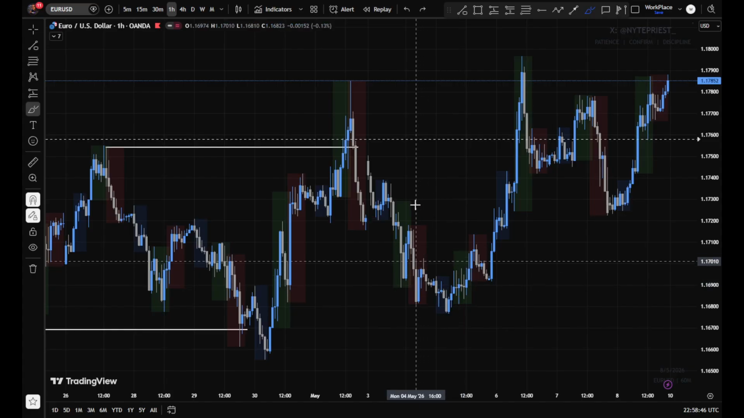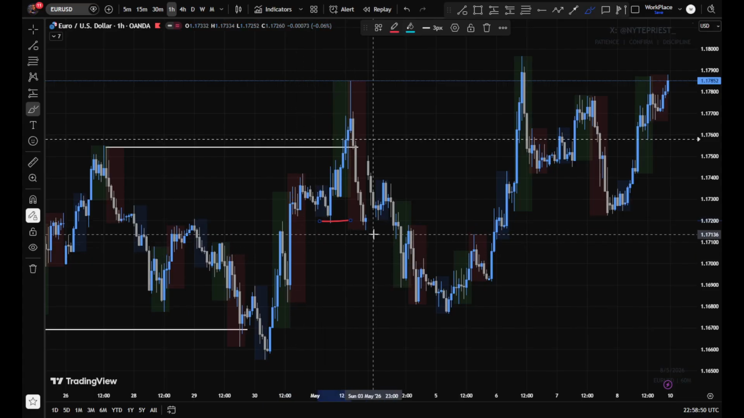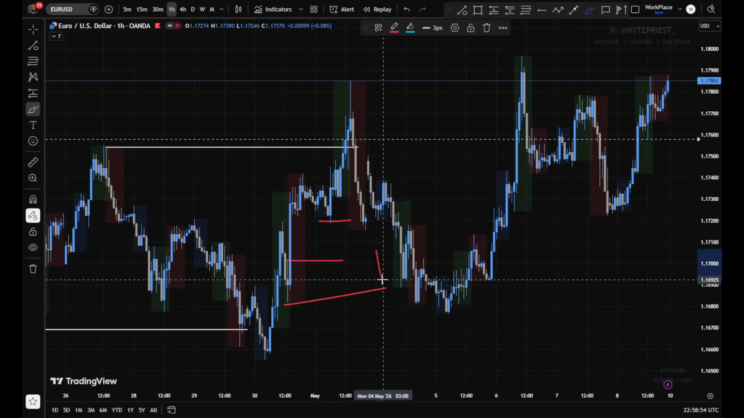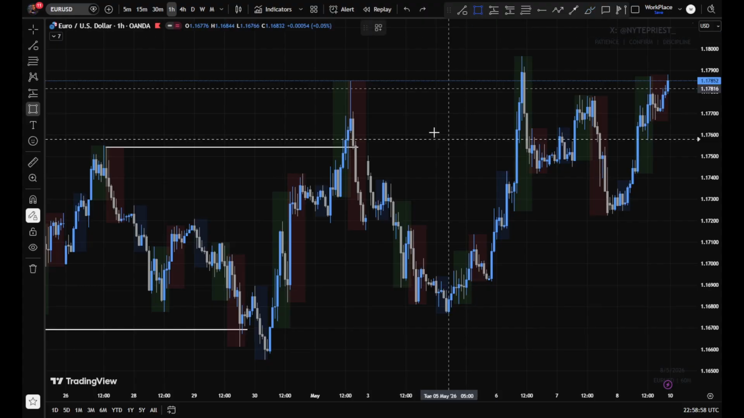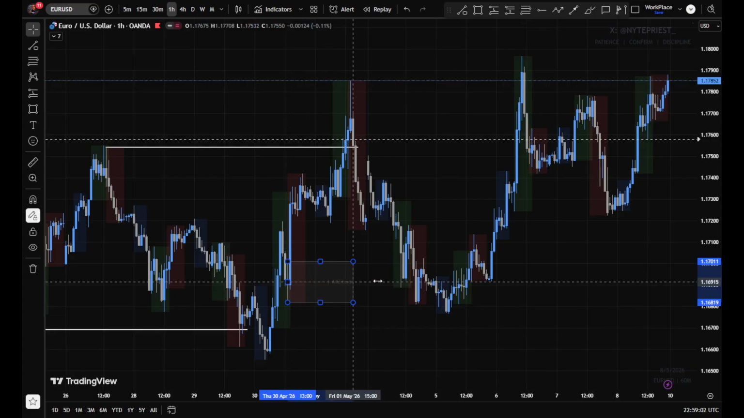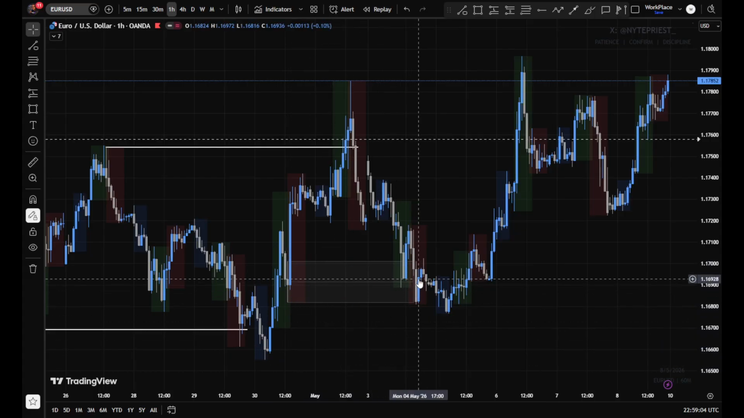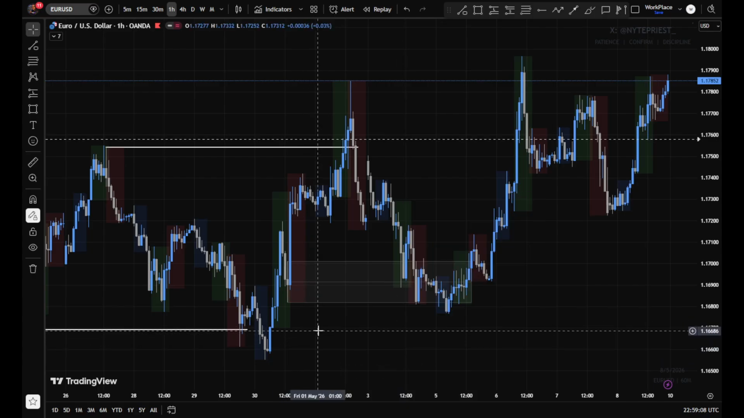So I was waiting for this low to get liquidated, tap into this demand zone, and then give me a change of character to the upside, and I take the trade. Okay, so this demand zone was my point of interest. All right, that demand zone was my point of interest.